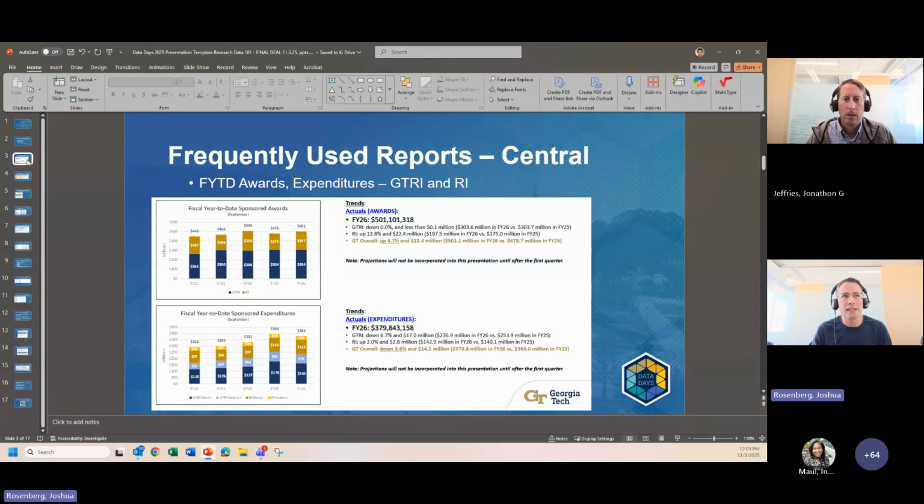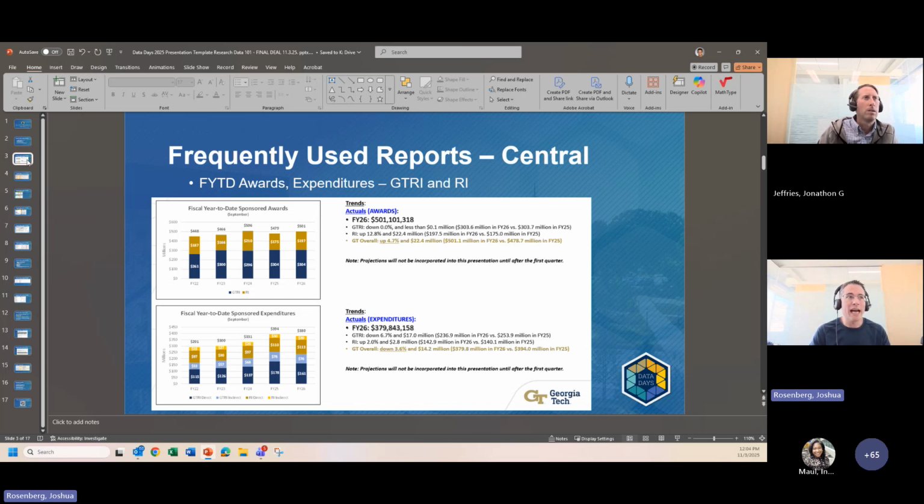Another thing to note is you see I have this note, and we're still around the top. Projections will not be incorporated into the presentation until after the first quarter. And that's really because at this stage of the game, we're starting fiscal month 5 of the fiscal year. We don't know exactly what things are going to look like by fiscal year end. It's really too early. And so I give myself a little cushion there to say, you know what, please don't expect me to put out any projections at this stage of the game.